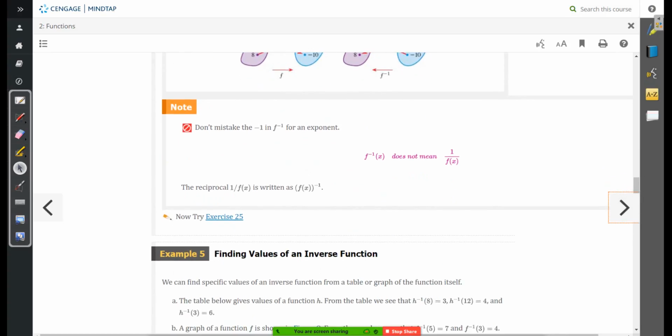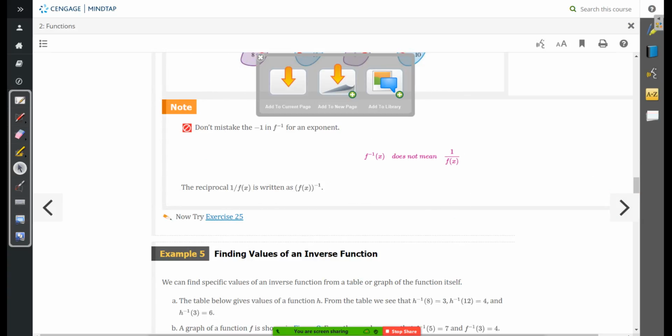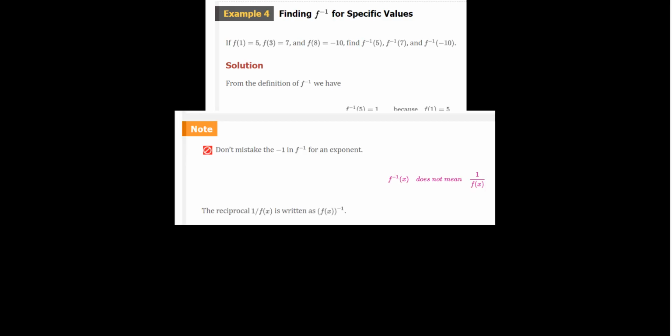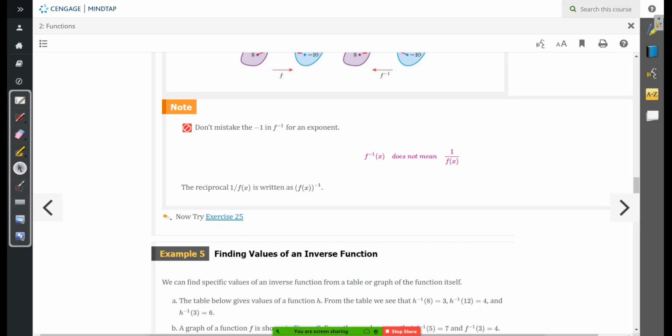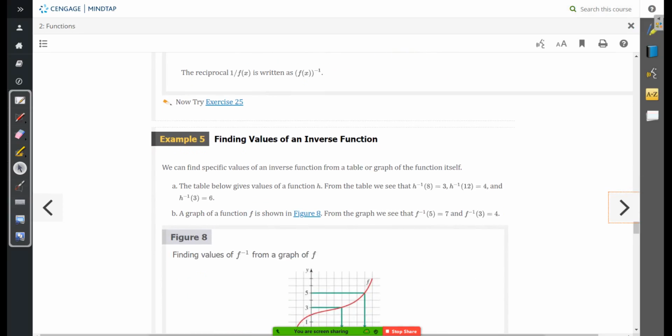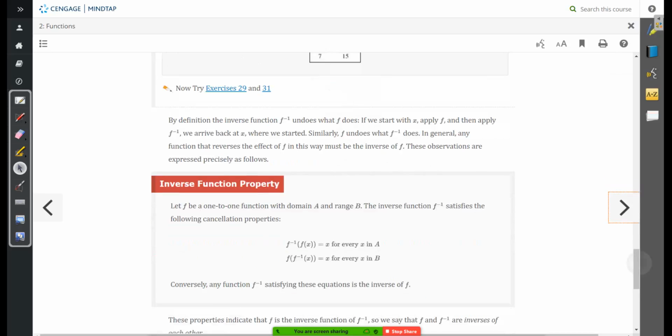All right, so this is what I was saying earlier about mistaking that negative 1 for an exponent, essentially flipping it around. f inverse of x is not 1 over f of x like we would do with an exponent. Okay, so don't do that. I might have said that a lot more eloquently than that, huh? Okay, finding inverse functions. Is that it?